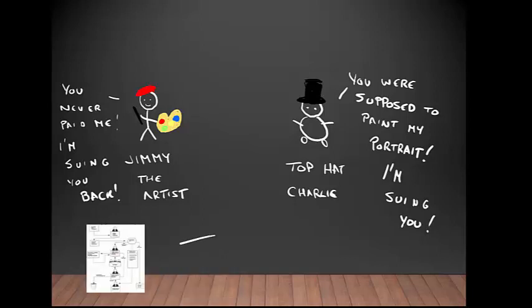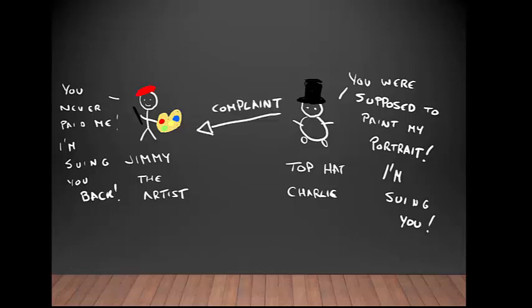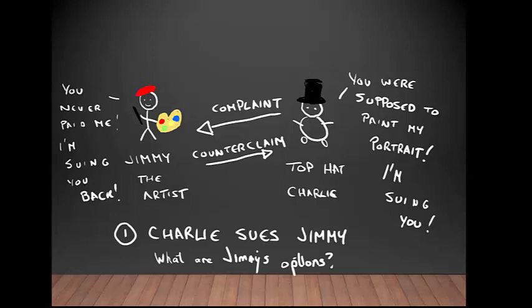This might be a good point for you to take out the worksheets, the flowchart that I gave to you for chutes and lawyers. Use this as a map. So you have a complaint, you've got a counterclaim, you've got accusations on both sides. Charlie sues Jimmy. What are Jimmy's options?